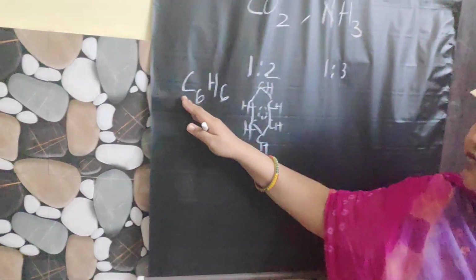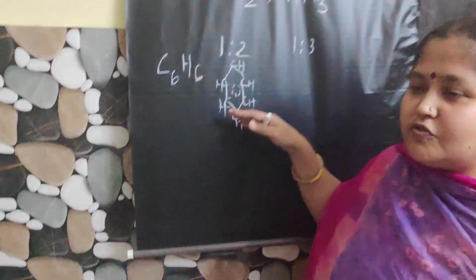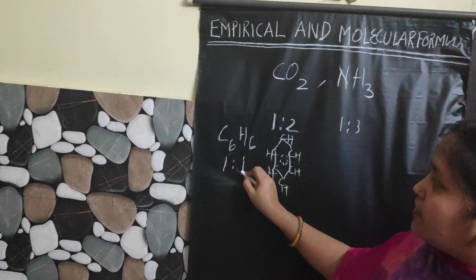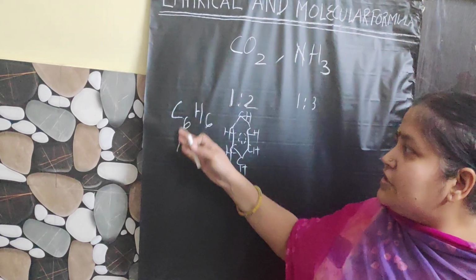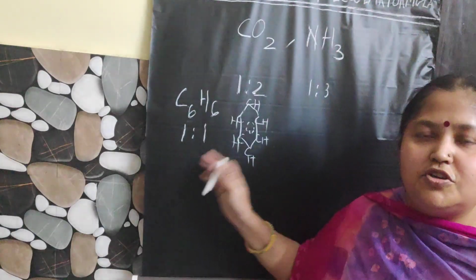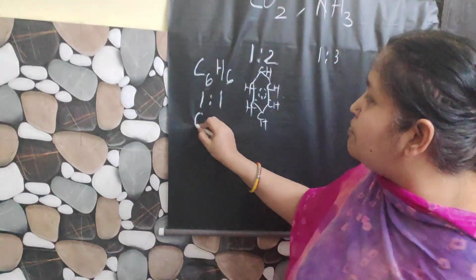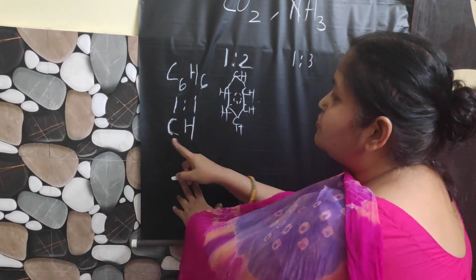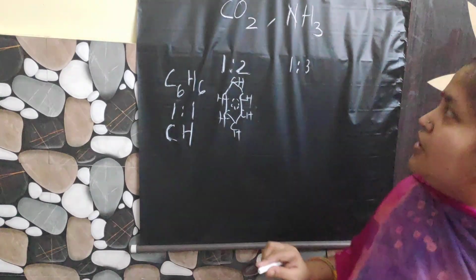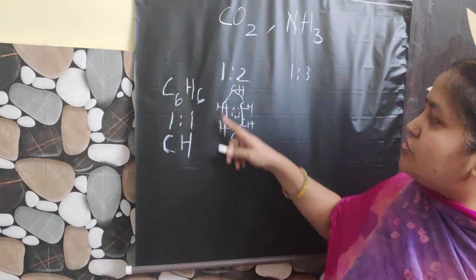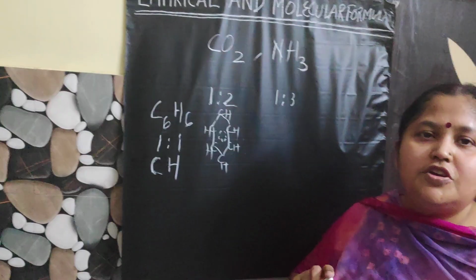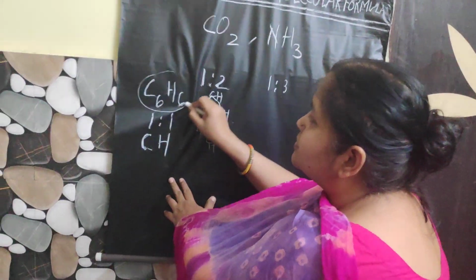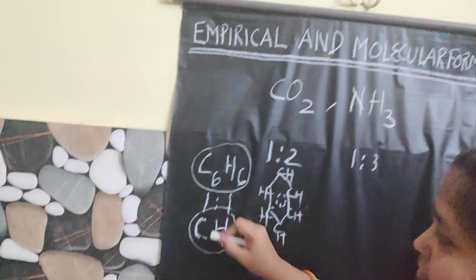Now the ratio between the 6 atoms of carbon and 6 atoms of hydrogen is 1:1. For all the 6 carbon atoms, there are 6 hydrogen atoms, so the ratio is 1:1. So we can write the empirical formula for benzene as CH, that is 1:1, C and H. The empirical formula is the simplest ratio. It is not the exact ratio. The exact molecular formula is this, but the simplest formula is this.